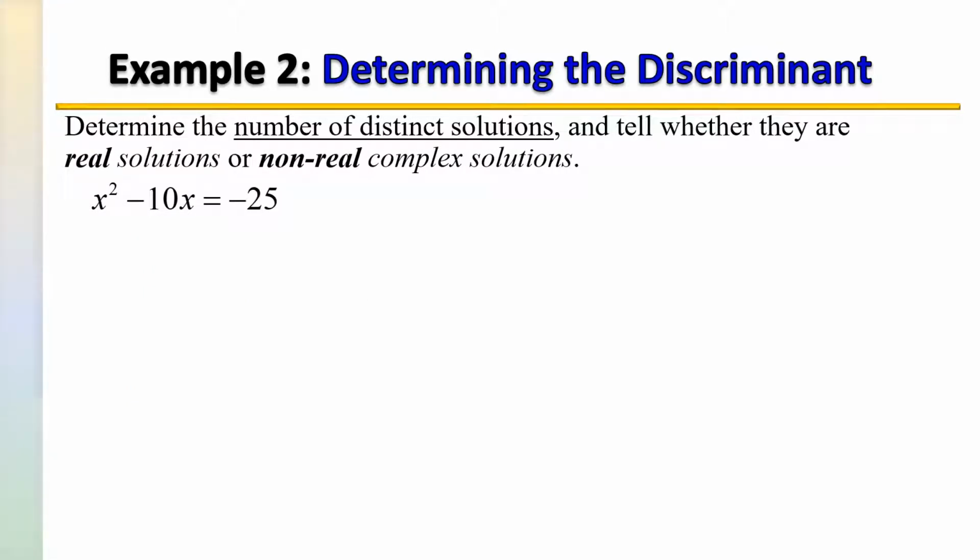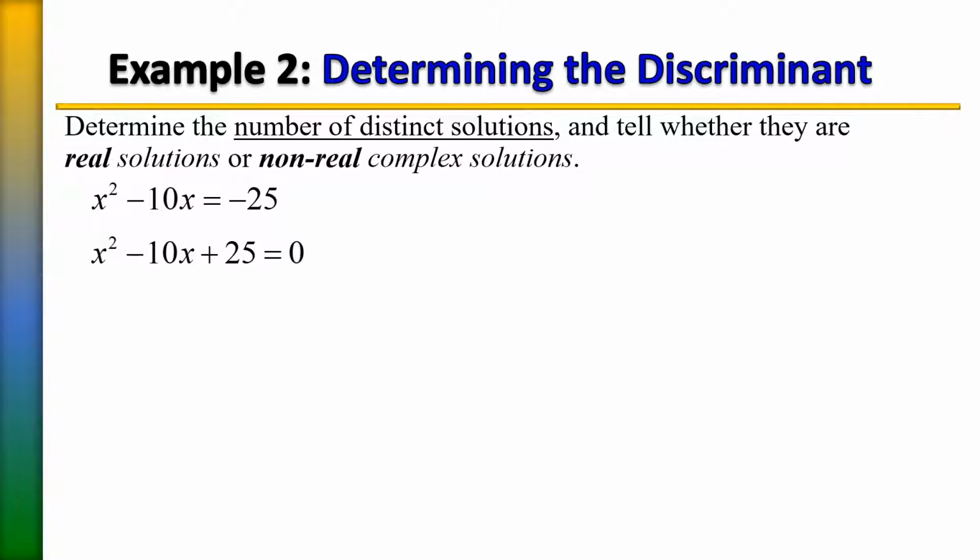Example 2, x squared minus 10x equals -25. Notice this equation is not in standard form, so let's go ahead and rewrite it in standard form by adding 25 to each side. Now that we have it in standard form, we need to identify and assign values for our variables. So a is 1, b is -10, and c is 25.